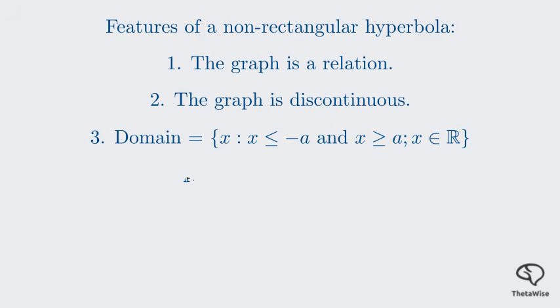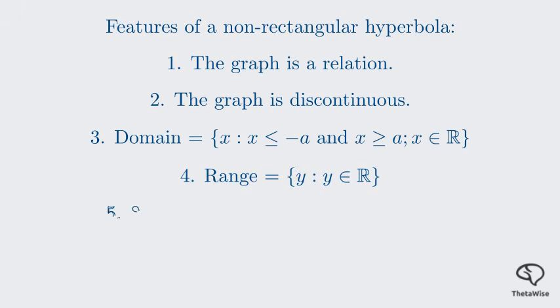Fourth, let's consider the range. The range includes all possible y values. Looking at the graph, the branches extend infinitely upwards and downwards. This means that the hyperbola covers all real numbers on the y-axis, so the range is simply all real numbers.